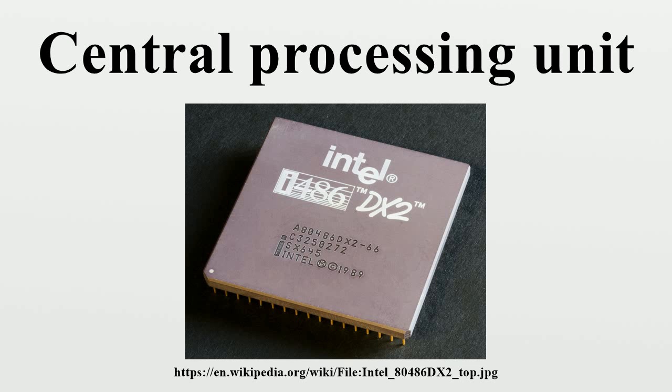Execute. After the fetch and decode steps, the execute step is performed. Depending on the CPU architecture, this may consist of a single action or a sequence of actions. During each action, various parts of the CPU are electrically connected so they can perform all or part of the desired operation, and then the action is completed, typically in response to a clock pulse. Very often the results are written to an internal CPU register for quick access by subsequent instructions. In other cases, results may be written to slower, but less expensive and higher capacity main memory.